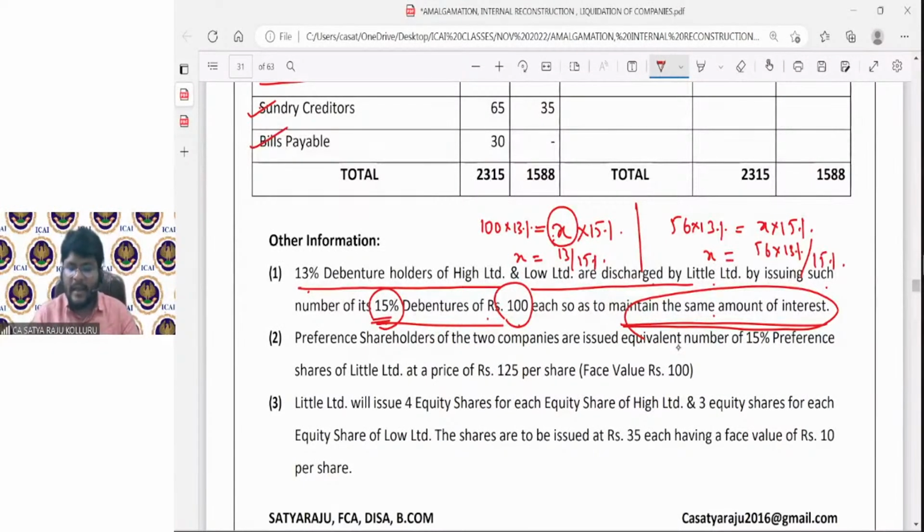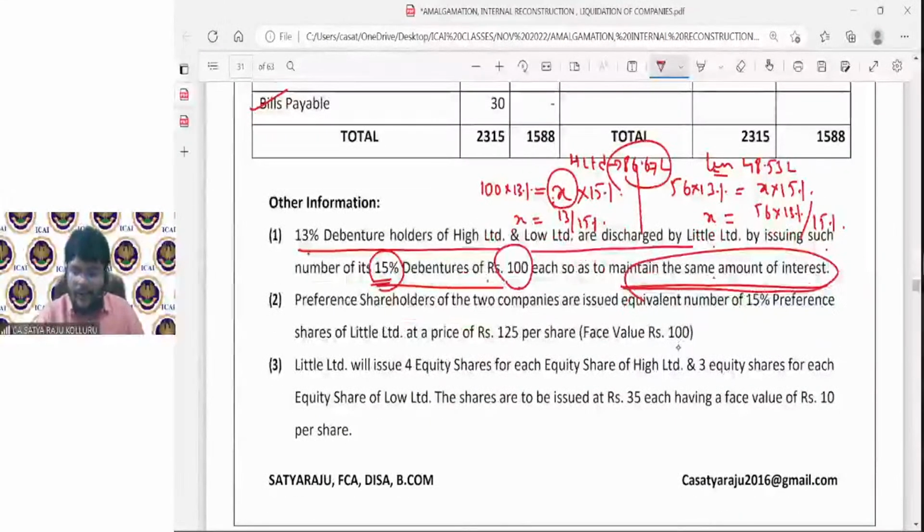Now all of you please calculate from High Limited's point of view and Low Limited's point of view. For High, it is 86.66 lakhs. 86.66 lakhs face value of the debentures they should issue. But if you want me to put it into an accurate figure, 86.67 lakhs. Then for Low, 56 into 13% divided by 15%, here it is 48.53 lakhs. Okay, what is this actually? The amount of face value of the debentures that should be issued to the debenture holders of the selling company.